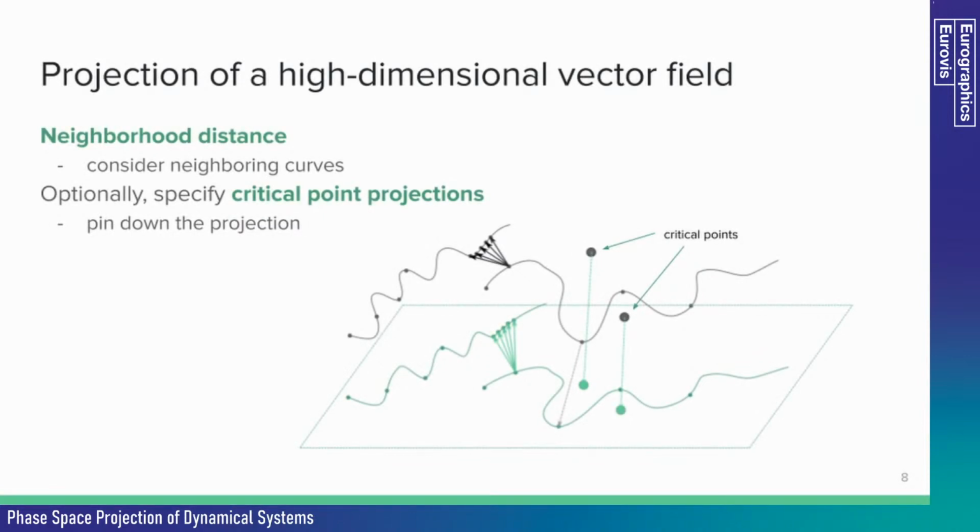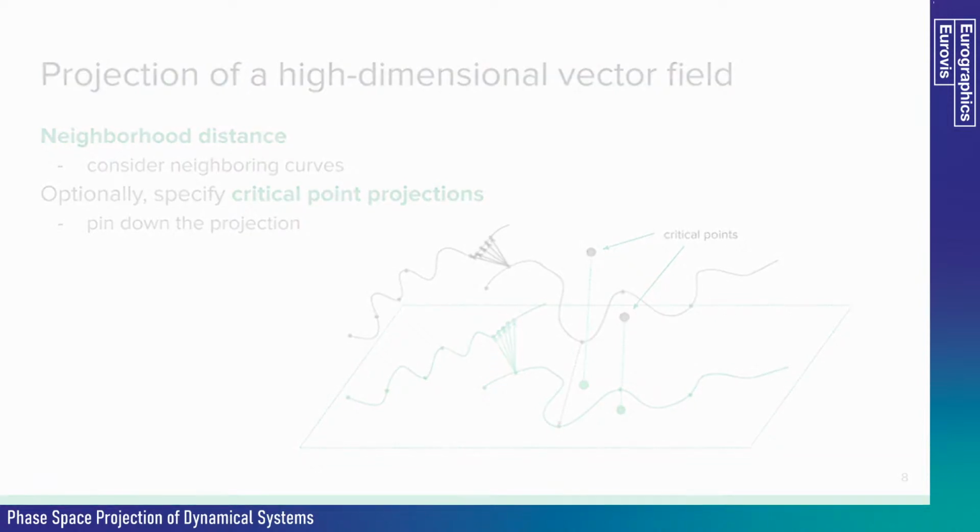In order to support multiple trajectories in a single dataset, we also constrain the projection map with distances to neighboring curves. By considering neighbors, the spatial organization of the projected curves is significantly improved. Optionally, we can specify critical point projections. Critical points are equilibrium points in the phase space that have zero velocity. This constraint helps to pin down the whole projection around a specific location in the low-dimensional space.